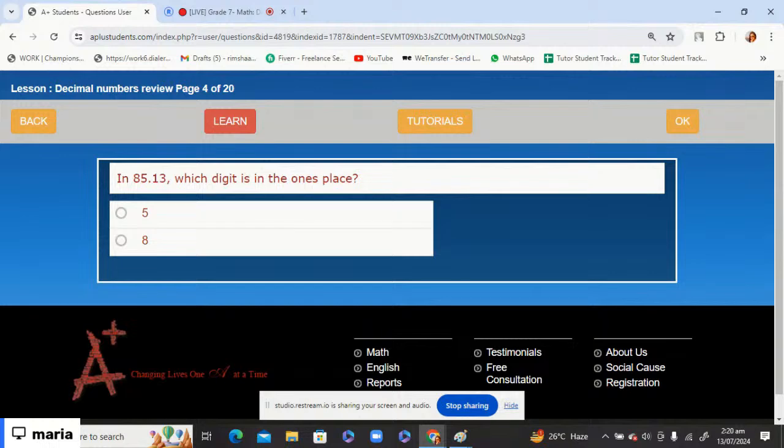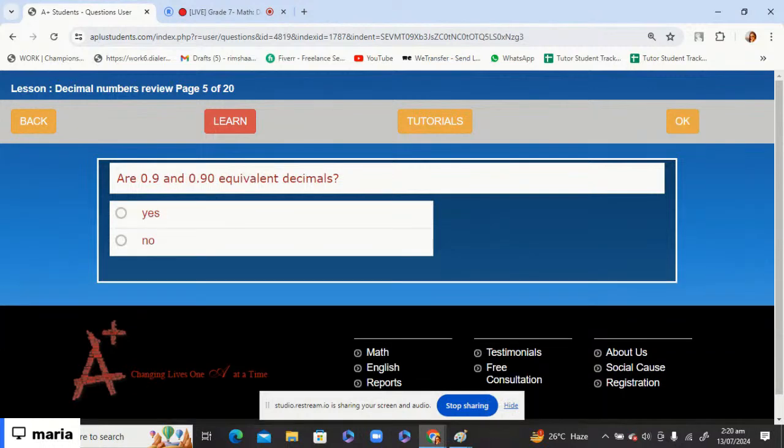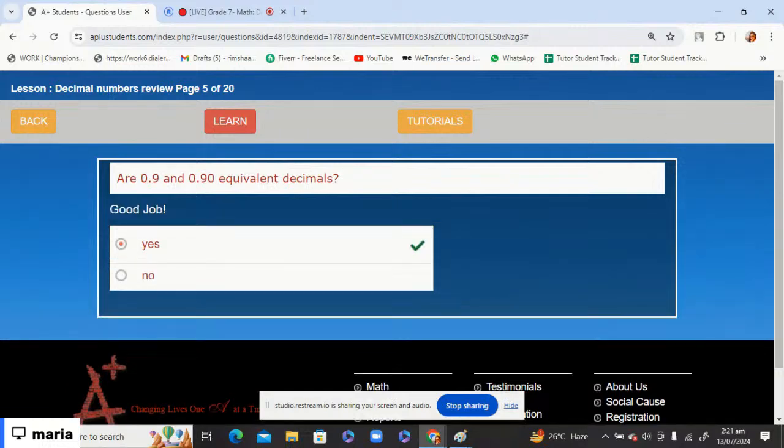85.13, which digit is in the ones place? Check it out. Before the decimal, you start from the right side, and your 5 is in the ones place and your 8 is in the tens place. So your 5 is in the ones place. Okay, let's continue. Are 0.9 and 0.90 equivalent decimals? Yes, because after the point there is no value of 0 at the end, so we can say that yes, these are equivalent decimals.